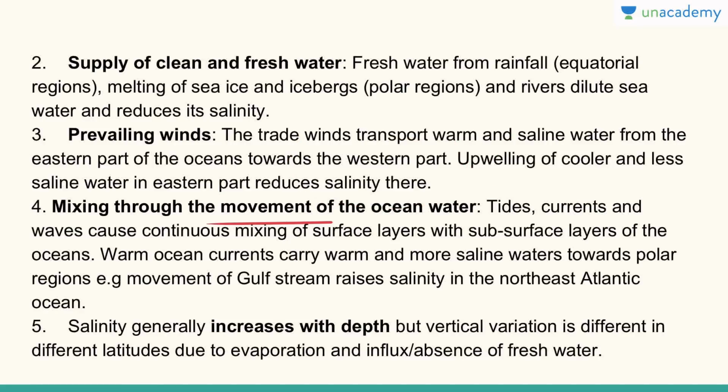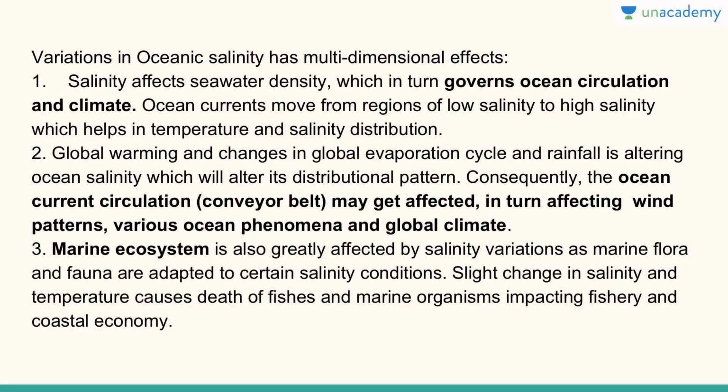Finally, you have mixing through the movement of the ocean water. For example, tides, currents and waves cause continuous mixing of surface layers with subsurface layers of the oceans, and warm ocean currents carry warm and more saline waters towards the polar regions. For example, movement of the Gulf Stream will raise the salinity in the Northeast Atlantic Ocean. Salinity generally increases with depth as you go down, but vertical variation is different in different latitudes, again due to evaporation and influx or absence of fresh water.